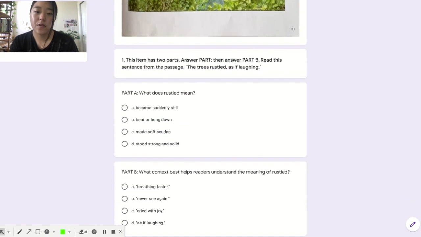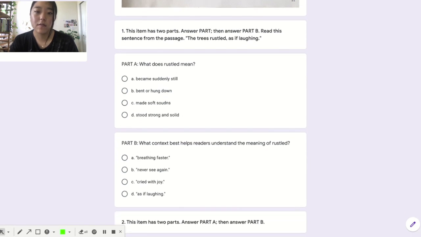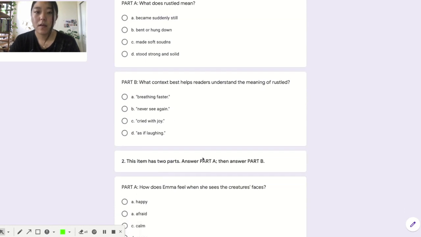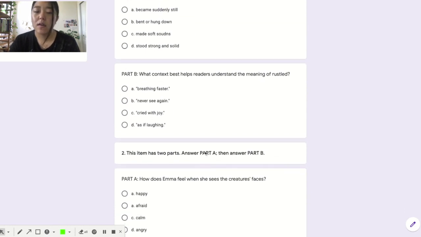Alright, so your first question has two parts. Answer part A, then answer part B. Read the sentence from the passage. The trees rustled as if laughing. So, what does rustled mean? A, became suddenly still. B, bent or hung down. C, made soft sounds. Or D, stood strong and solid. And part B says, what context best helps readers understand the meaning of rustled? A, breathing faster. B, never see again. C, cried with joy. Or D, as if laughing.